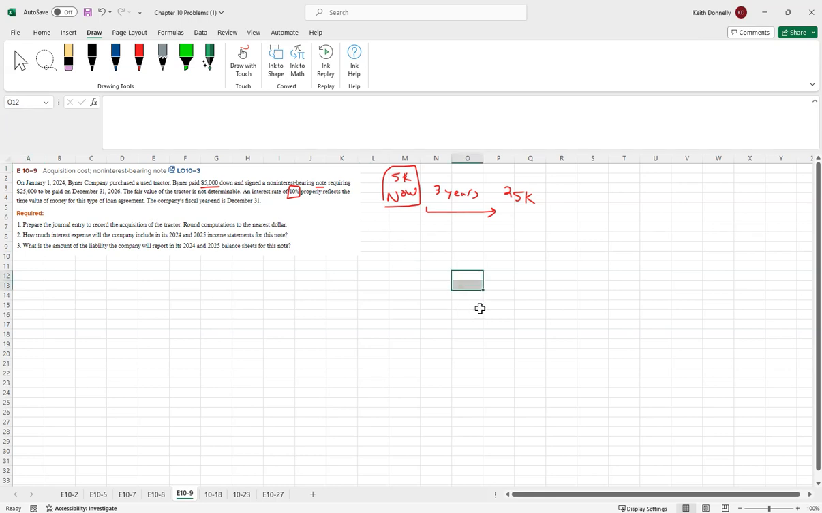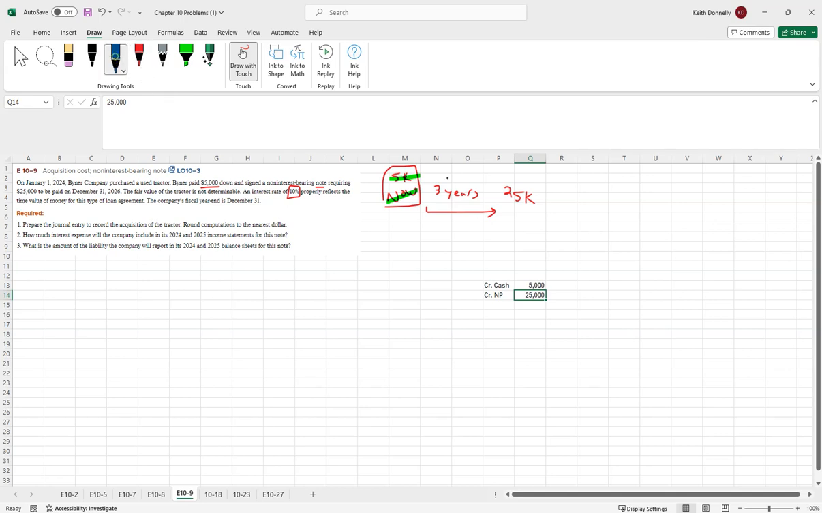Okay, so let's think about this here. We know we started with cash, right? So we can credit cash for $5,000. Okay, always start with cash. That's the easiest. We know we also have a note payable, right? Credit note payable for $25,000. Here's where things get a little bit tricky.